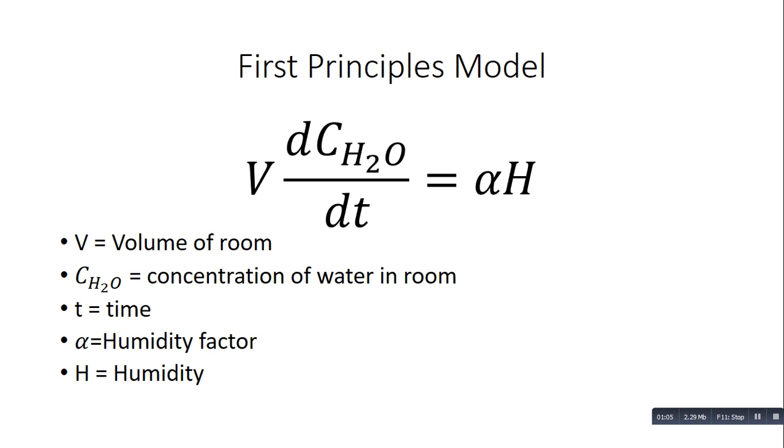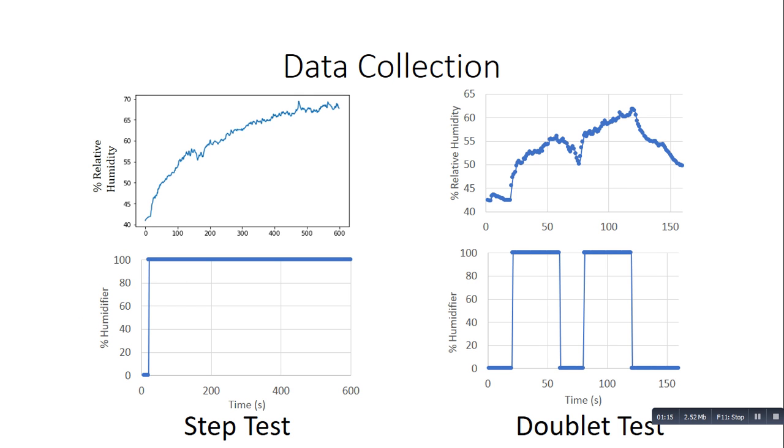And for our first principles model, we related the concentration of water in the room to what was being given off by the humidifier. And we wanted to analyze how turning the humidifier on impacted the relative humidity in the room.